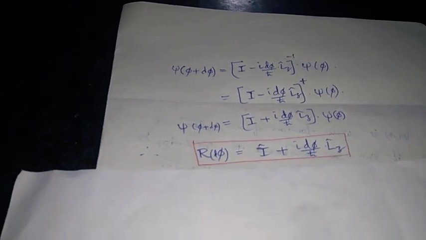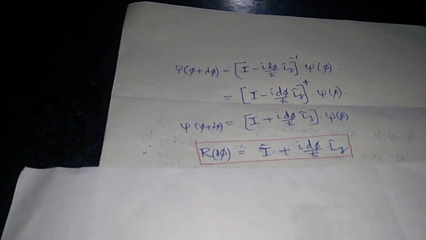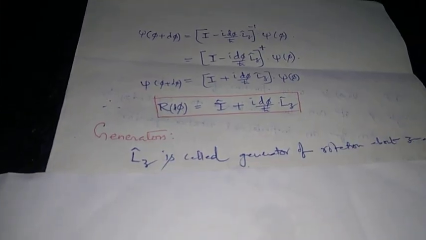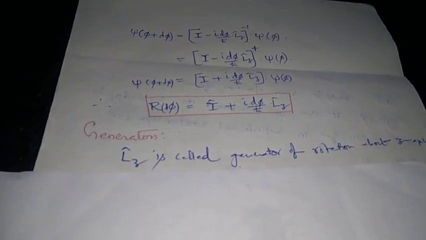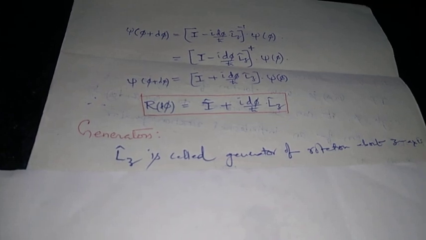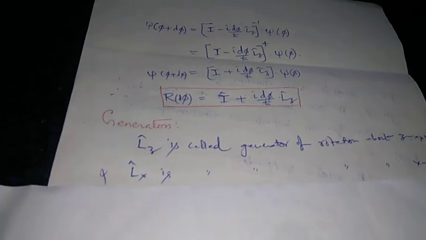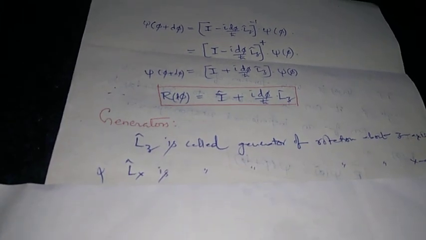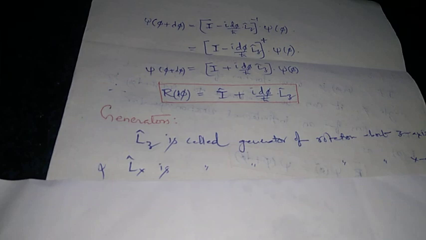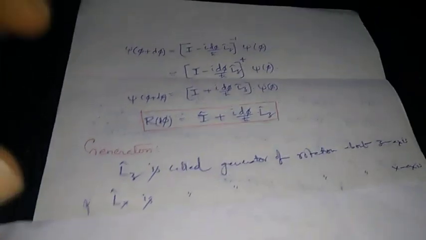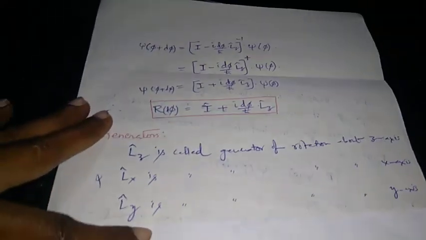So we can say that the rotation operator R(dφ) is equal to 1 plus i times dφ by h cut times Lz. Generators of rotations: Lz is called the generator of rotation about the z axis. And similarly, Lx will be the generator of rotations about the x-axis, and Ly will be the generator of rotations about the y-axis.